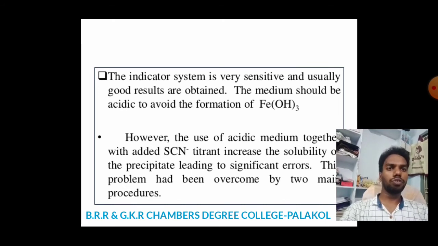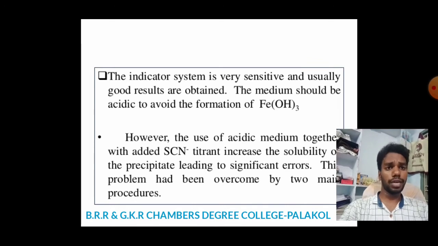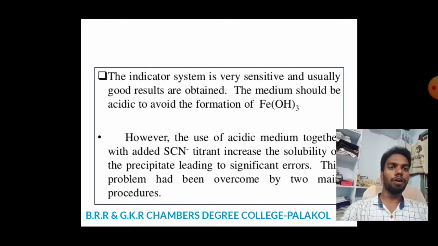After consumption of all Ag+ ions in the conical flask, the next drop of thiocyanate will react with the ferric Fe3+ ions, forming ferric thiocyanate. Ferric thiocyanate is reddish in color, so the white precipitate will be converted into red color. That's your end point.